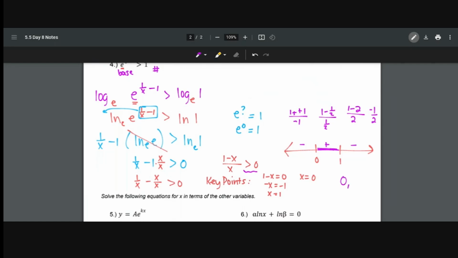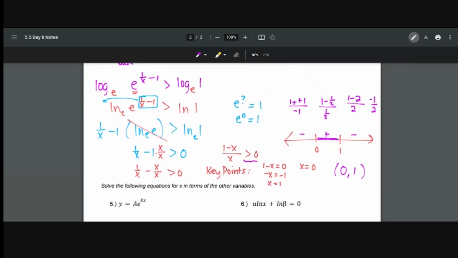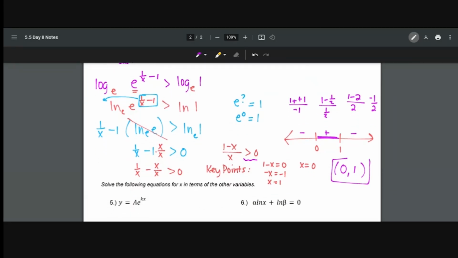And because the original problem started with an exponential form, then I know that it has infinite domain. So anything would be allowed, anything from negative infinity to positive infinity. So the answers that I got were 0 to 1, not including the endpoints. So we're going to keep that as our final answer.